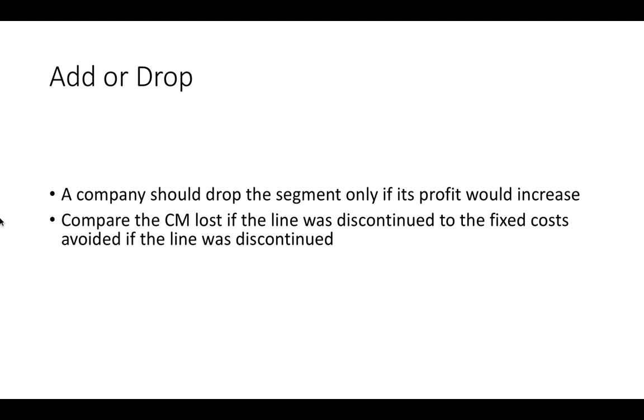Technically, a company should drop the segment only if its profit would increase without it. To see this, compare the contribution margin lost if the line is discontinued to the fixed cost avoided if the line was discontinued. When deciding whether to drop a product line, the only things that should be considered are the contribution margin provided by the product line and the fixed costs that could be avoided by dropping the product line, shown here.